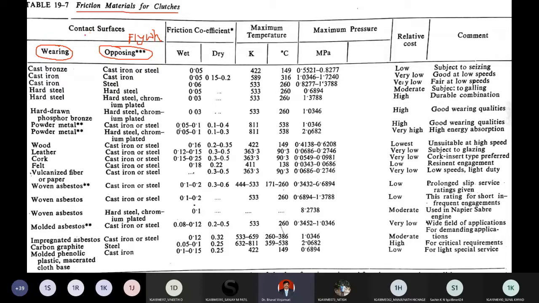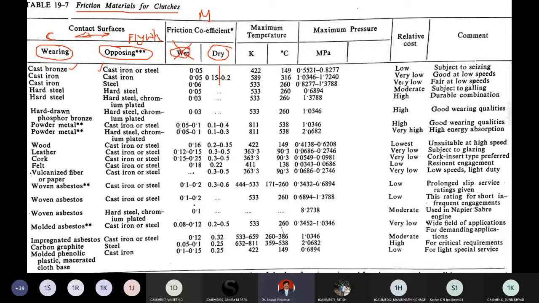So the coefficient of friction is between the clutch plate and the flywheel. This is the clutch plate, and this is the flywheel. If the friction material is made of cast bronze and the flywheel is made of cast iron or cast steel, what is the friction? There are two frictions: one is called wet friction and one is called dry friction, guys. Usually this is the value of mu. Now we don't take wet friction at all because we don't do lubrication for clutches. Instead, we'll take dry friction. So this is the dry friction which I'm going to take.